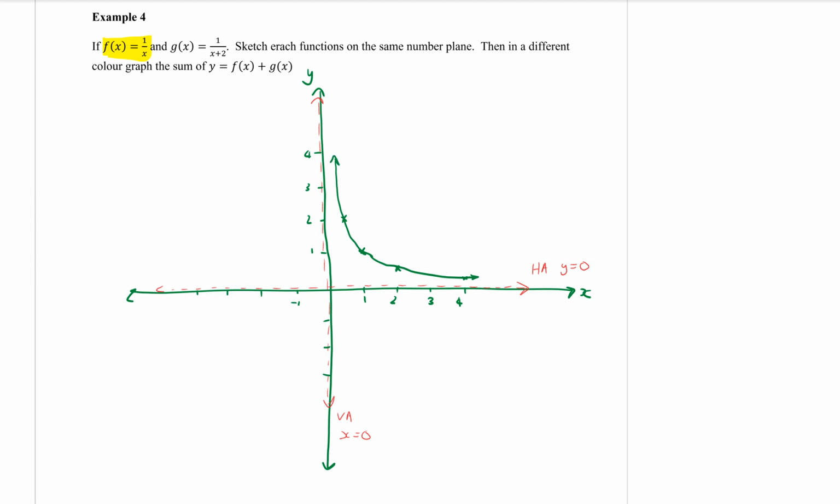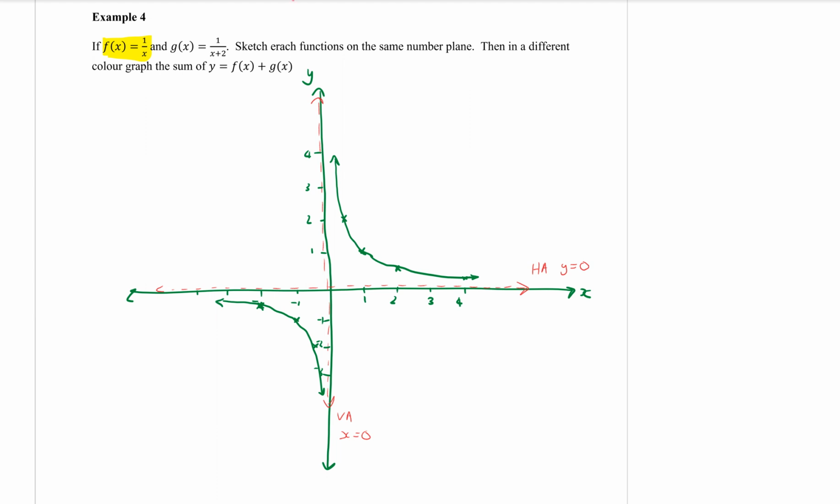What if we go to the negative side? If we sub in -1, 1 over -1 is -1. If I sub in -2, 1 over -2 is -1/2. If I sub in -1/2, 1 divided by -1/2 is -2. So I haven't done as many points, but there is the second half of my hyperbola.